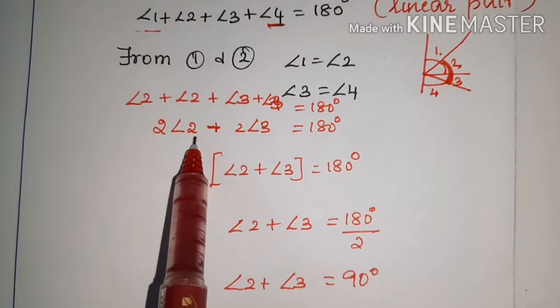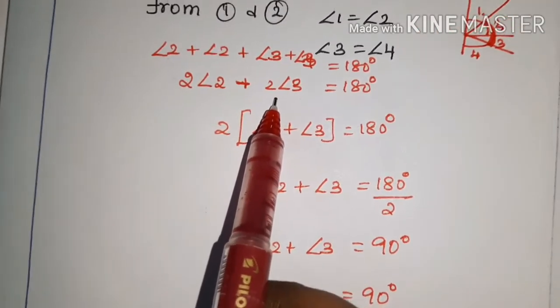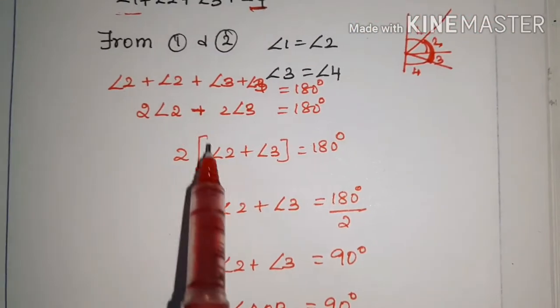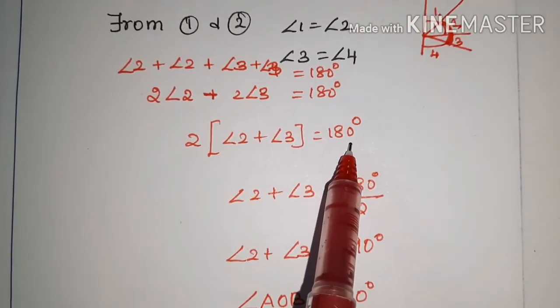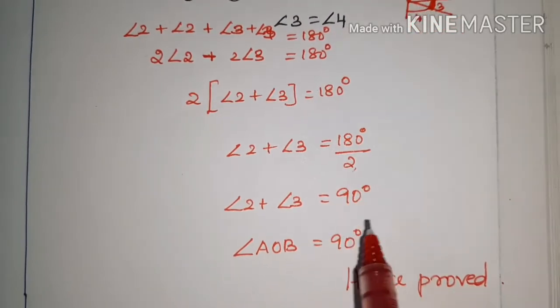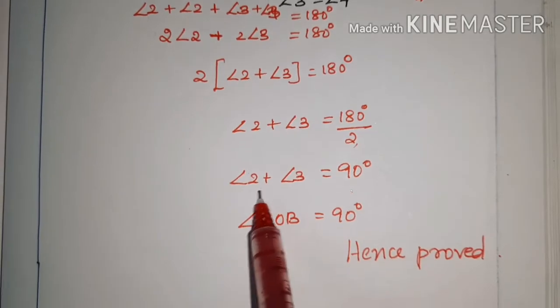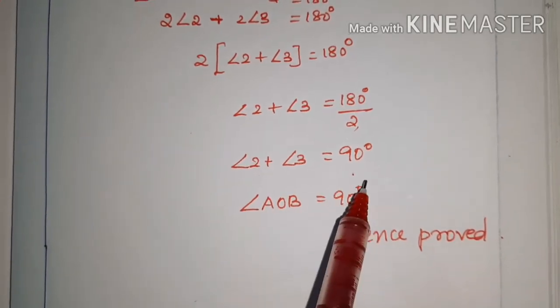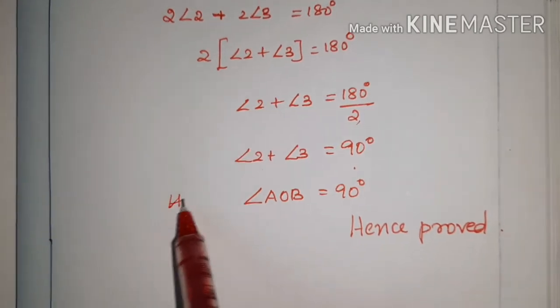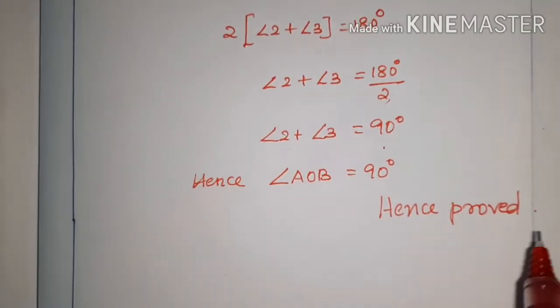So you get 2 times angle 2 and likewise 2 times angle 3, that is equal to 180 degrees. Taking 2 common, you get 2 times (angle 2 plus angle 3) equal to 180 degrees. Therefore when 2 goes to the other side, it divides and you get 90 degrees. So angle 2 plus 3 is equal to 90 degrees. What is that angle 2 plus 3? It is nothing but angle AOB. Hence we have proved the result.